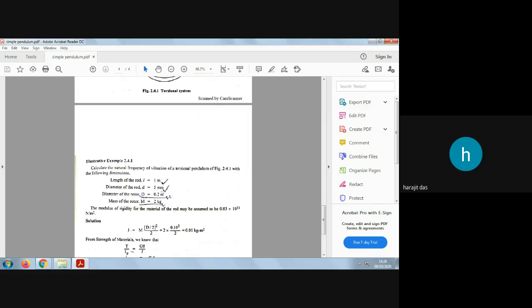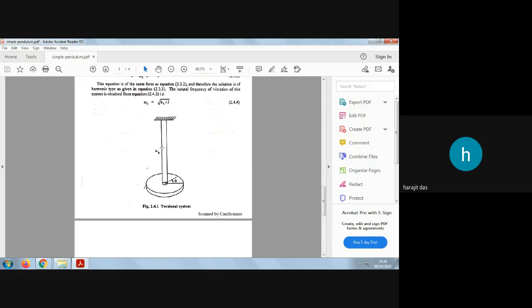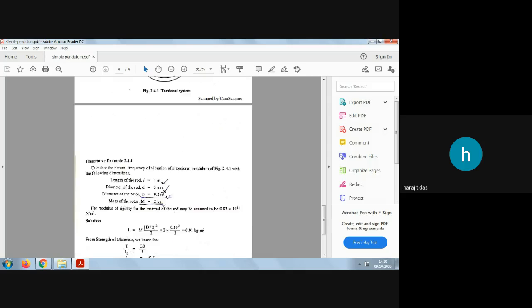The diameter of the rod is given. The rod has a torsional stiffness kt, which is given. The diameter of the disc is given by capital D. Then the mass of the disc is given, 2 kg. The modulus of rigidity of the material of the rod is given as 0.83 times 10 to the power 11 Newton per meter square. Now you are asked to find the natural frequency of vibration of the torsional pendulum.